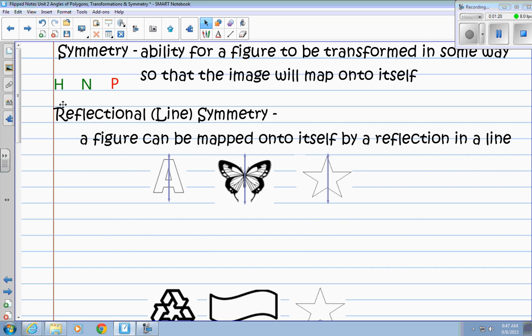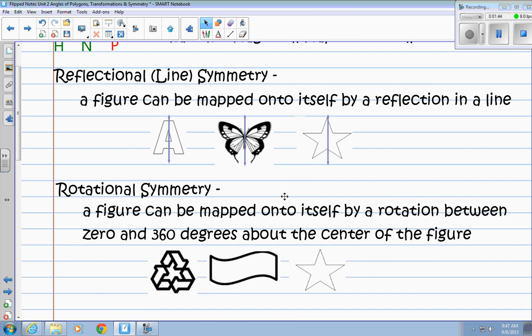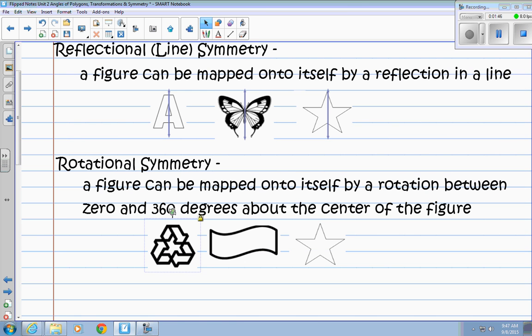The letter H has reflectional symmetry, but we actually have one other type of symmetry. It's called rotational symmetry, and this is where a figure can be mapped onto itself by a rotation between 0 and 360 degrees about the center of the figure, meaning if we rotate it around the exact center, then we could turn it and have the figure stay exactly the same. So for example, if I were to turn this recycling symbol 120 degrees, do you see how we get the exact original figure? That's an example of rotational symmetry.